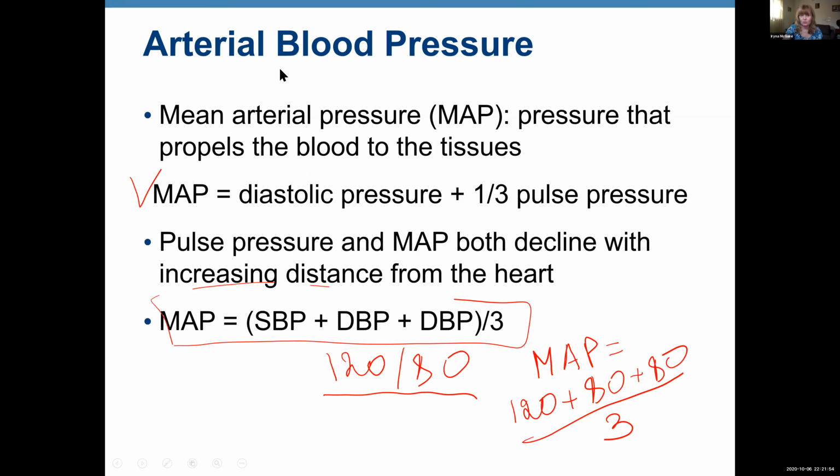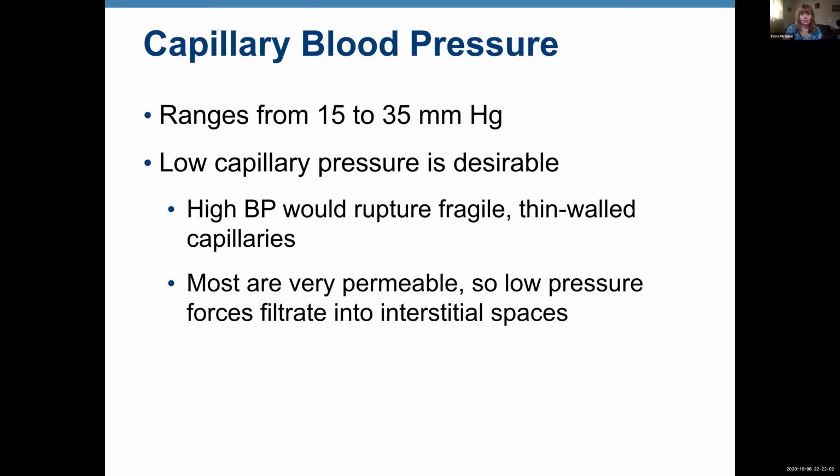Now, capillary blood pressure. That was arterial blood pressure in the larger arteries close to your heart. Now we're moving further away, and we get to capillaries. Now you see, we use one number. Capillary blood pressure ranges from 15 to 35 millimeters of mercury. Low capillary pressure is desirable because your capillaries are very small, fragile blood vessels, and high blood pressure can rupture them.